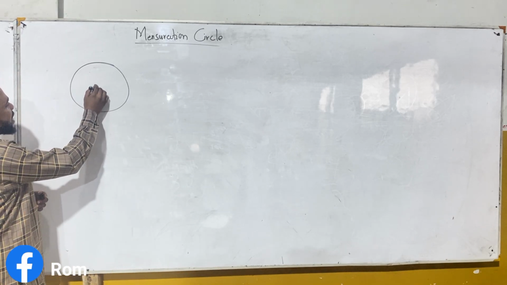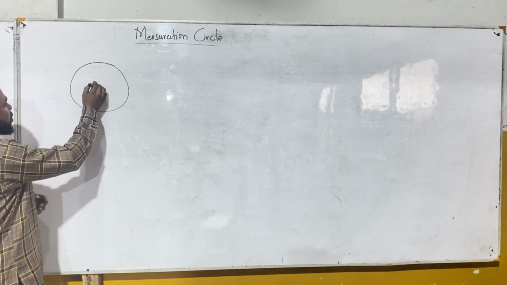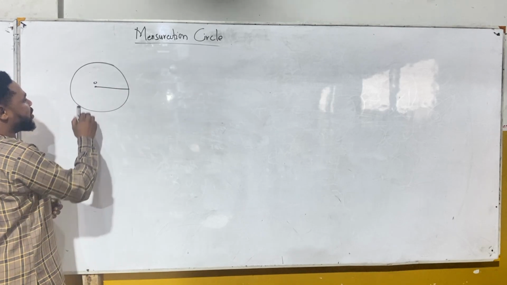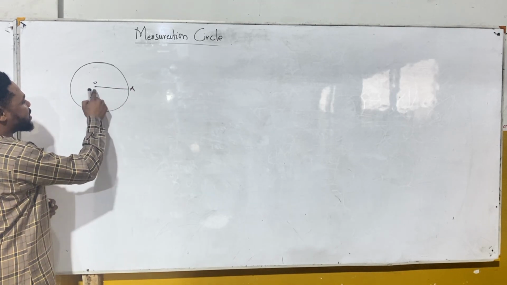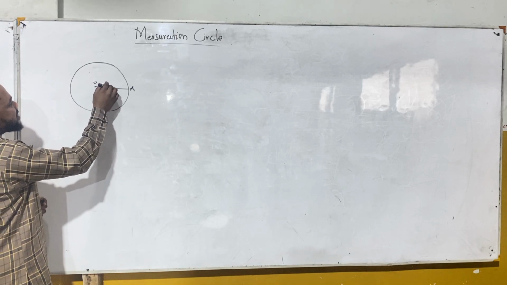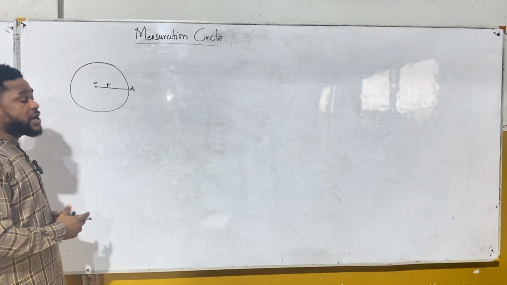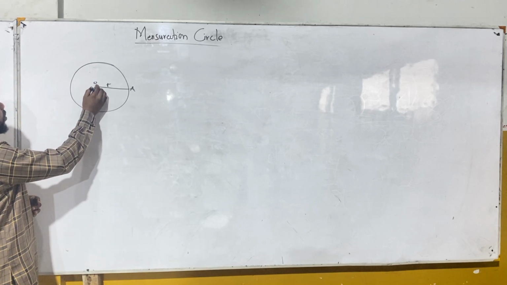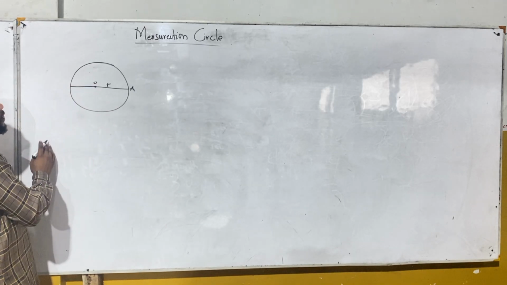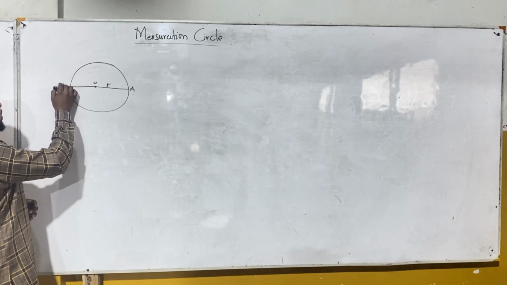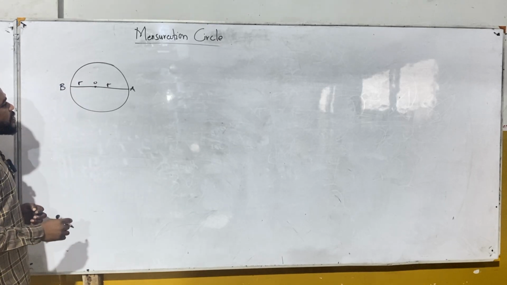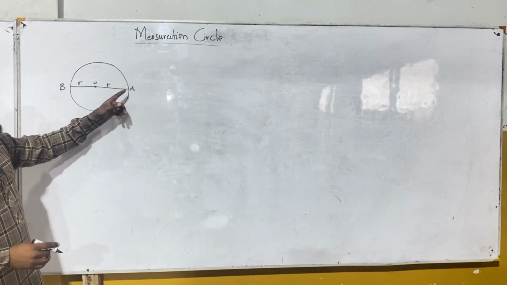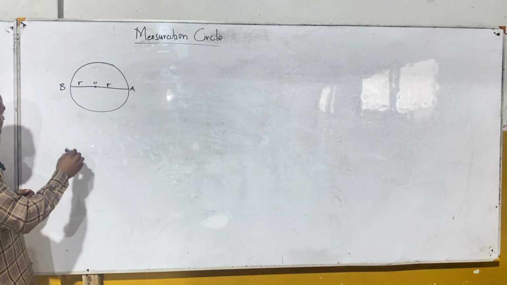Now, if the center of the circle is O, then we can say that any line from the center of the circle to any part of the circumference can be represented as R, which is the radius. Now, if I join from O to this part of the circumference, let me name it B, this also can be a radius. And we can see a straight line from A to B, and this line we can call the diameter.